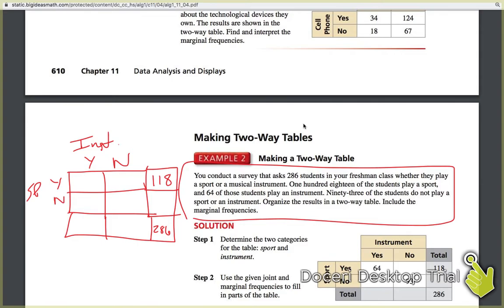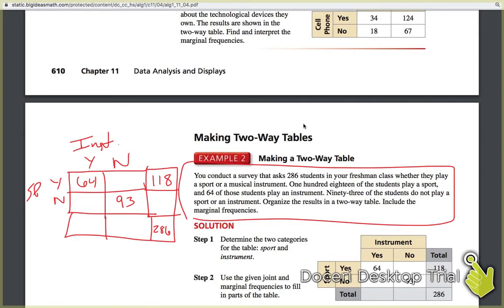118 play a sport, and 64 of those, so of the 118, 64 play an instrument. So 64 play an instrument. 93 do not play a sport or an instrument. So no would be 93, which would go there. So then it's just logic to figure it out.